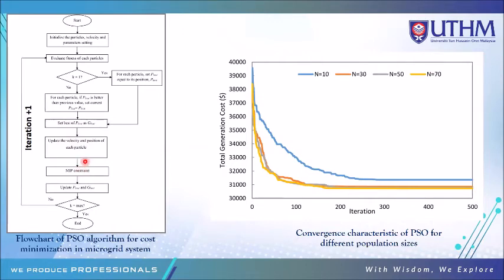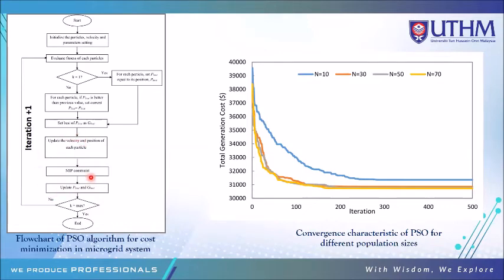Of course, after we update the velocity and position of each particle, some particle or some possible solution basically is beyond the constraint. Okay, beyond our considered constraint. So the question is how to ensure that our solution is within the constraint. Of course, we need to introduce the constraint handling. So how to handle that constraint?